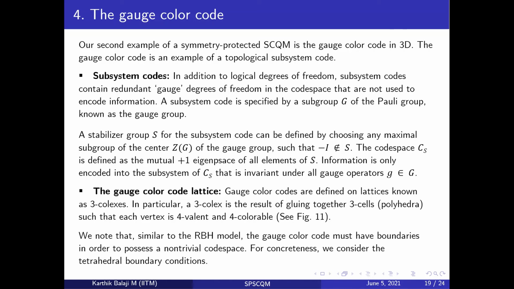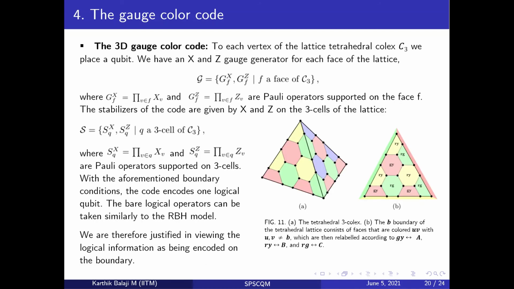And we can choose these four colors to be labeled as R, B, G, and Y for red, blue, green, and yellow. Now we note that similar to the RBH model, the gauge color code must have boundaries in order to possess a non-trivial subspace. For concreteness, we choose these boundary conditions to be the tetrahedral boundary conditions. So the 3D gauge color code: for each vertex of the lattice, a tetrahedral 3-colex, we place a qubit.